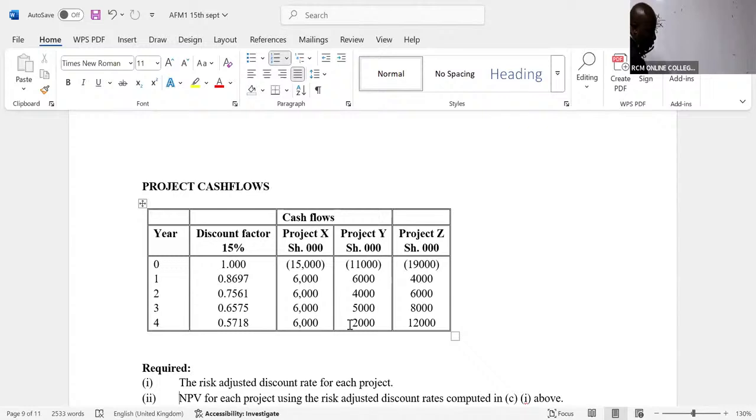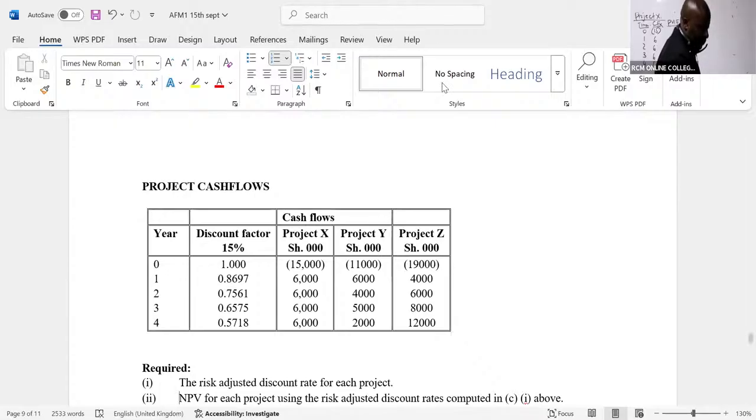I would rather we cut those zeros, so let our figures be in millions. So I can see minus 15 at time 0, then I can see 6, 6, 6, 6 for project X. And remember, project X has its own cost of capital. In this case we are using 19%.